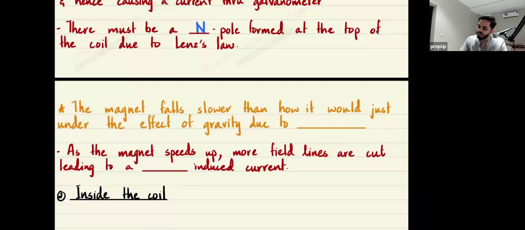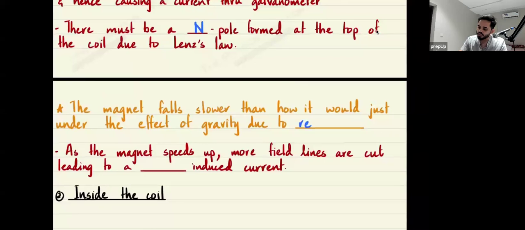So it would due to repulsion. As the magnet keeps moving towards the coil, it's speeding up because of the acceleration that it has. So as the magnet speeds up, more field lines are cut, leading to a greater induced current and hence a higher reading.